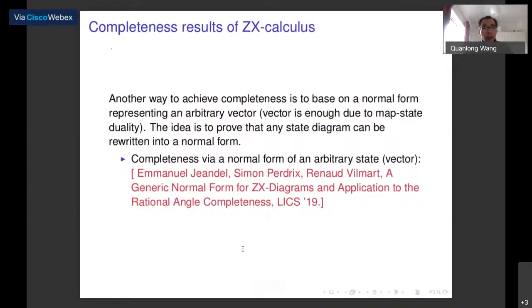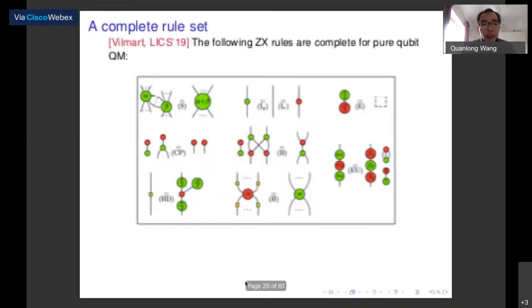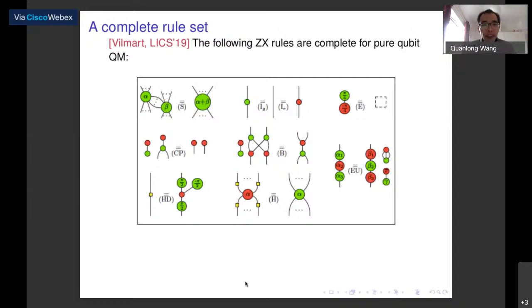Another way to achieve completeness is to use a normal form for any vector. The idea is to prove that any state diagram, that means you have no input and no output, can be rewritten into a normal form. This is also done by the French team in this paper. So what does the completeness look like? The simplest one is given in Wilma's paper, and it looks like this: the spider fusion rule, the identity, the scalar, the copy rule, the bialgebra, the Euler decomposition, the color change and the color swapping. So this is a very simple one.